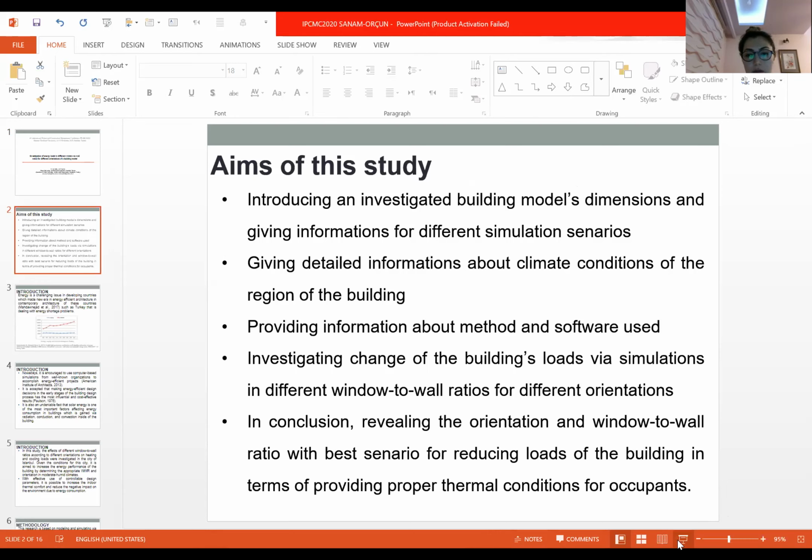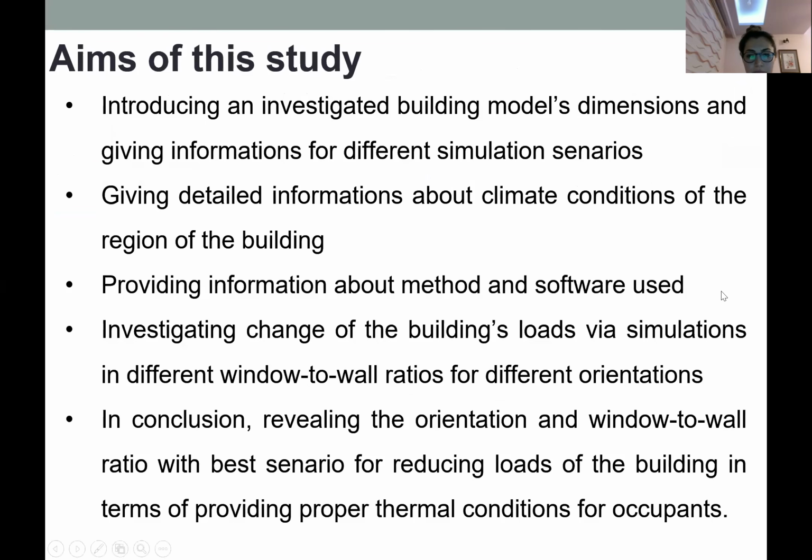dimensions, and giving the information for the different simulations and scenarios, giving detailed information about the climate conditions and the ratio of the building, and providing information about the method and software used.